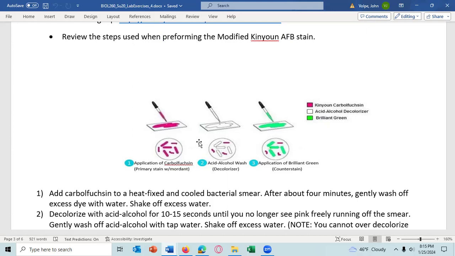And you will pull the carbol fuchsin out of the acid-fast negative cells. The acid-fast positive cells will retain the carbol fuchsin. And then you apply brilliant green to colorize the cells that were negative. Any question about this procedure?